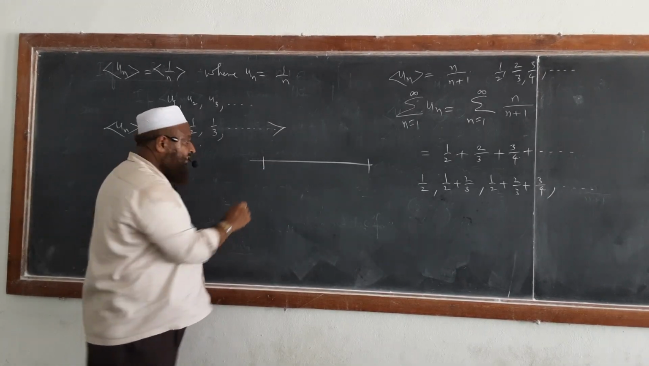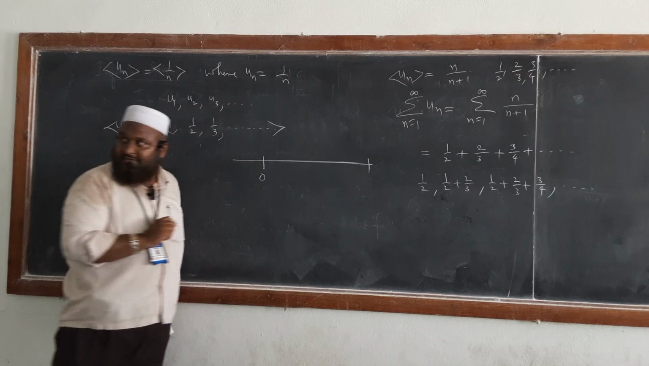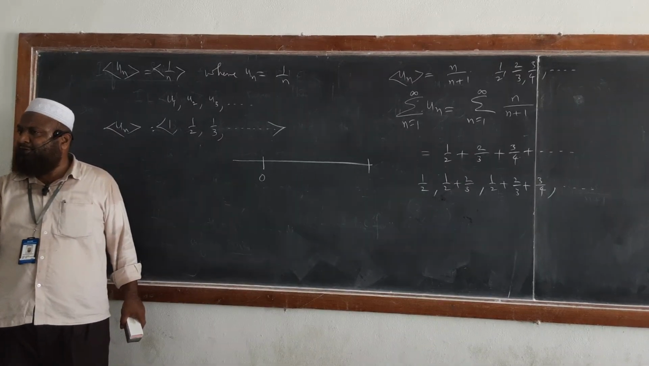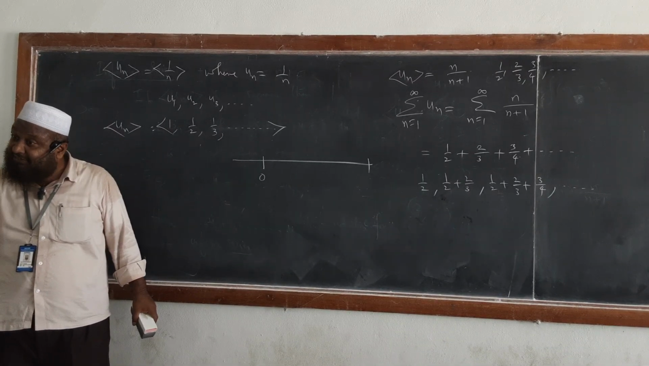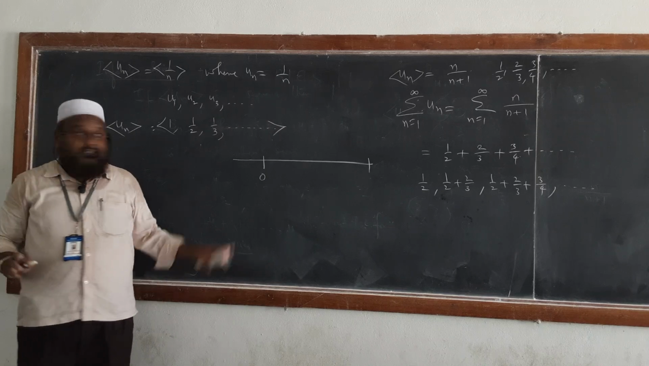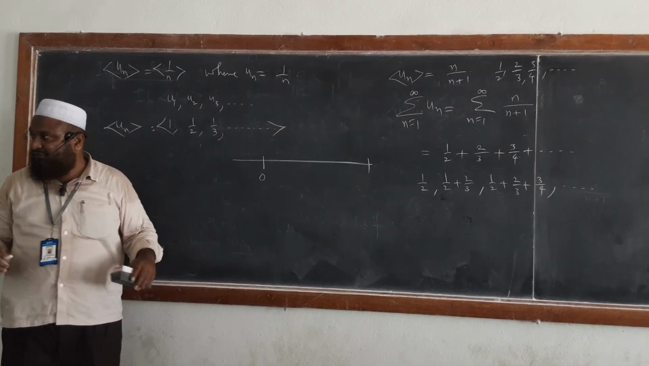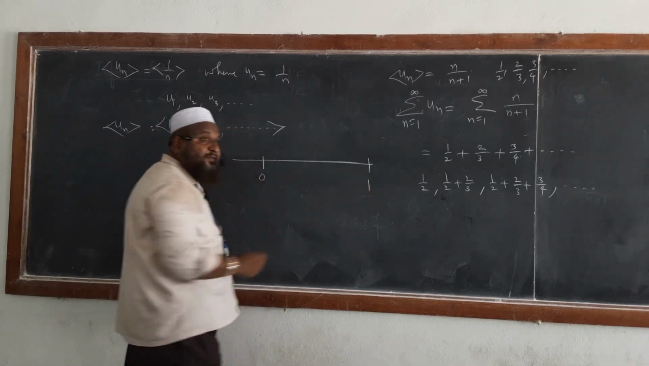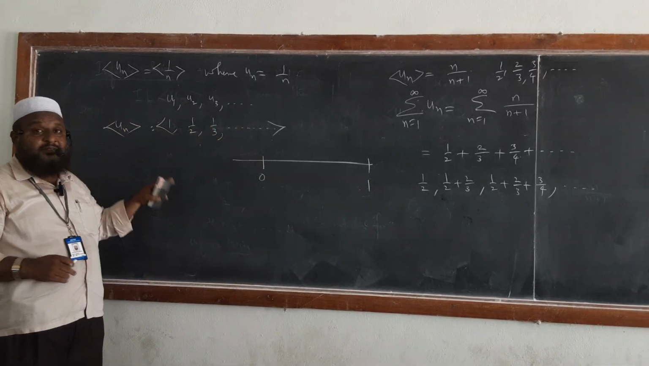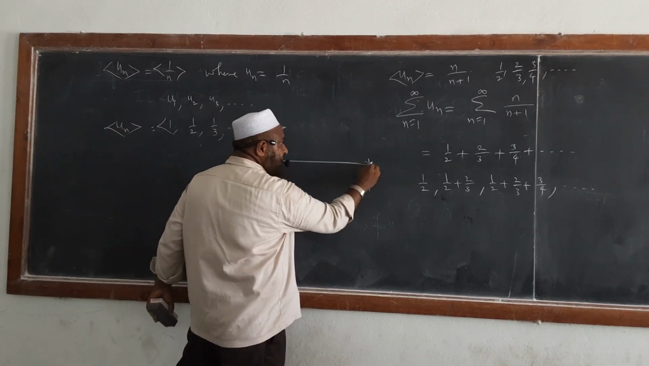If you see the sequence like this on the number line, I will call this 0. A very beautiful example to understand the concept of convergence of infinite series. This is the number line. I will call this 0, and I will call this 1. Tell me, where is the first term? u1 is 1. I will make a star here, right?